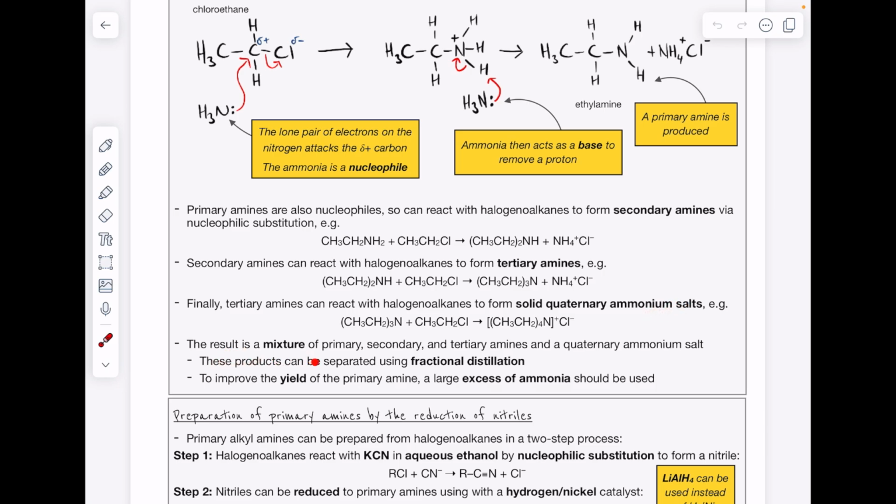Now, the result is a mixture of primary, secondary, tertiary and quaternary ammonium salts, and we can separate these products using fractional distillation. And if we want to improve how much primary amine we produce, we should use a large excess of ammonia in order to force the ammonia to keep reacting to produce the primary amine, as opposed to moving through the secondary, tertiary, and quaternary ammonium salts.